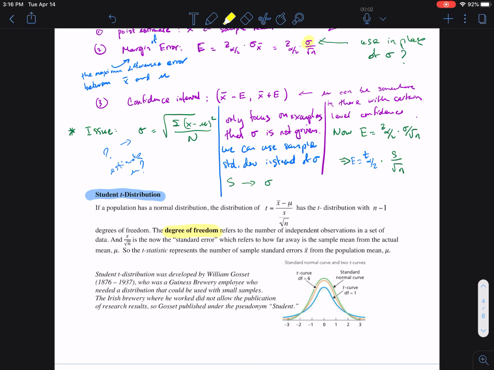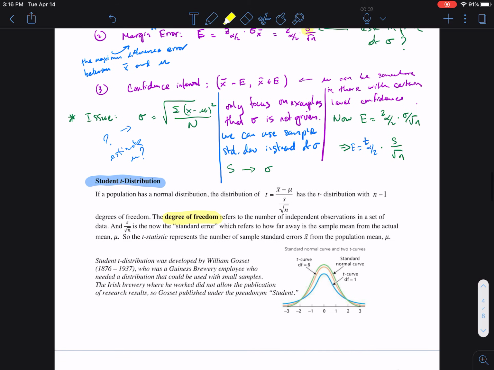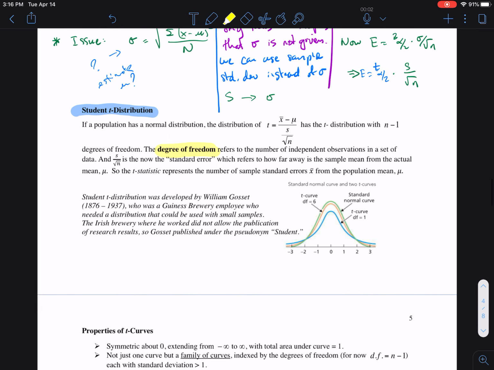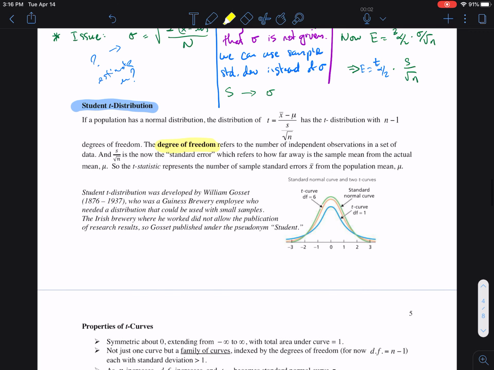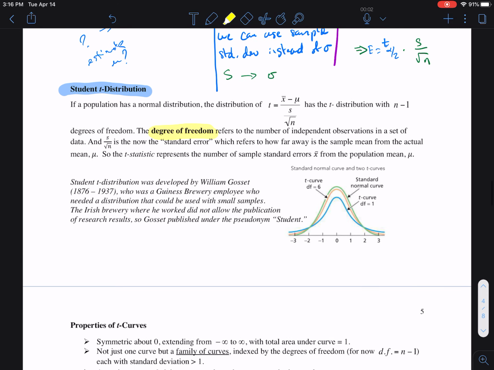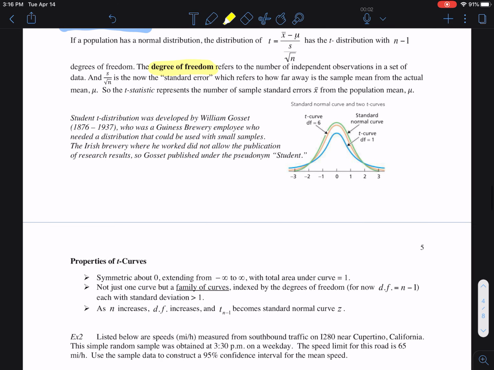And it's not just a single curve like the Z, but a family of curves that depends on what sample size we're looking at. Different sample sizes have different degrees of freedom, and different degrees of freedom will generate different curves. So I would highly recommend doing some research on this, reading up from a book or these notes here, or watching some videos. I can refer some great videos that people have posted regarding the T distribution.